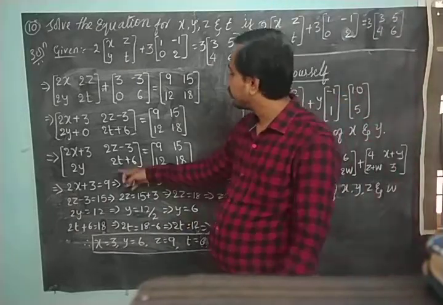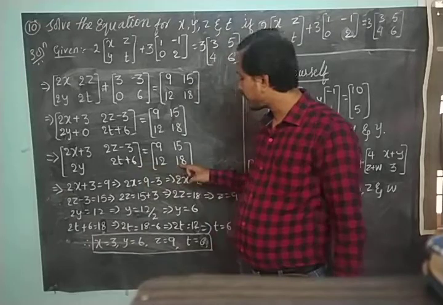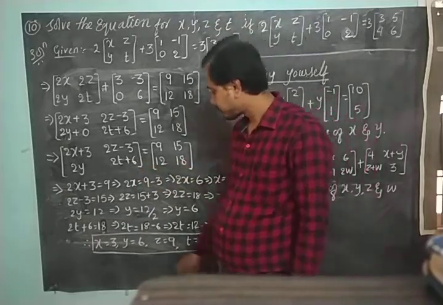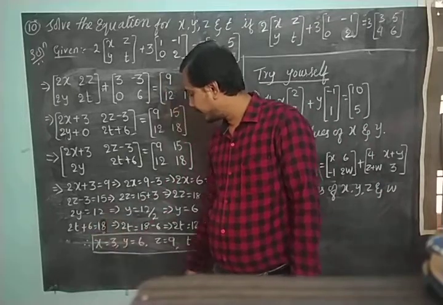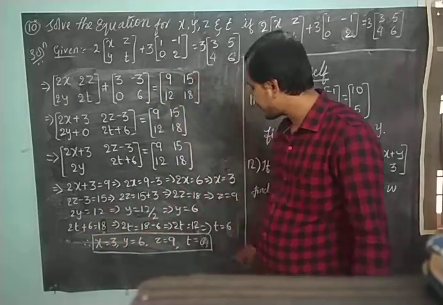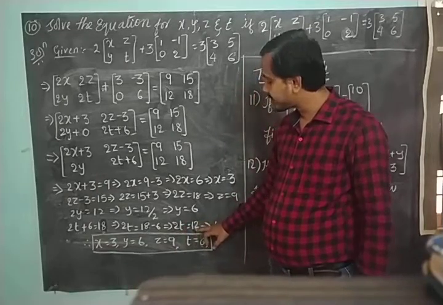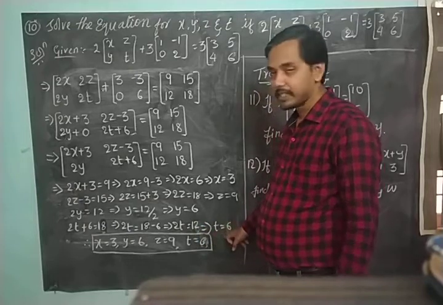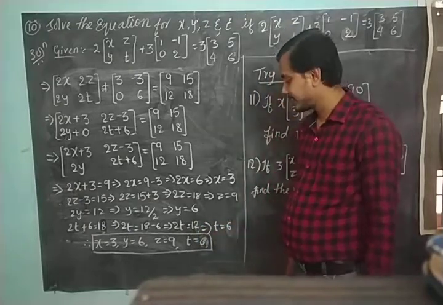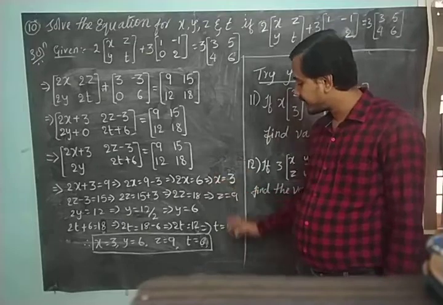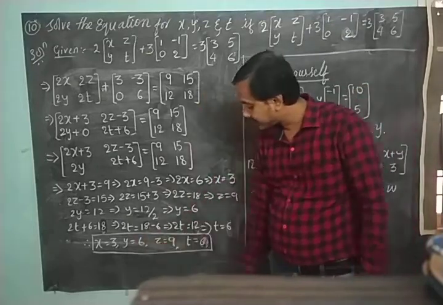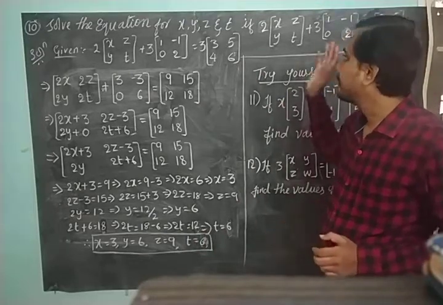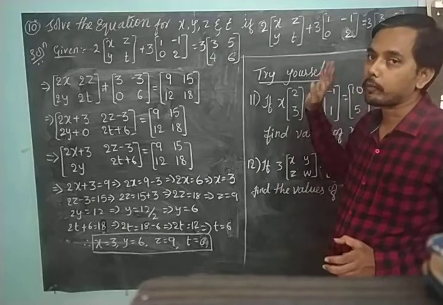And lastly, 2t plus 6. What is its corresponding element? 18. So 2t plus 6 is equal to 18. So shift this 6 on the other side. 2t will be equal to 18 minus 6. That is 12. So 2t will be equal to 12. When 2t is equal to 12, what is t? That is 6. So we got the values of x, y, z and t. What is x? 3, y is 6, z is 9 and t is 6. So these are the values of x, y, z and t from this given equation.